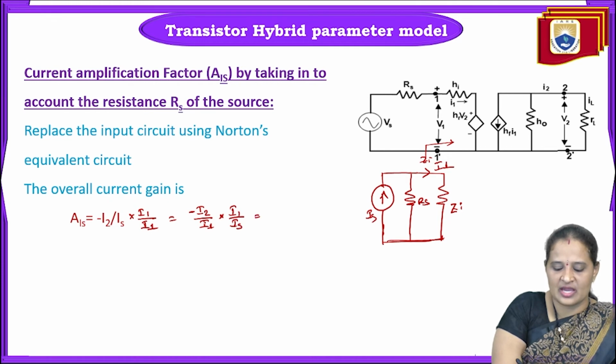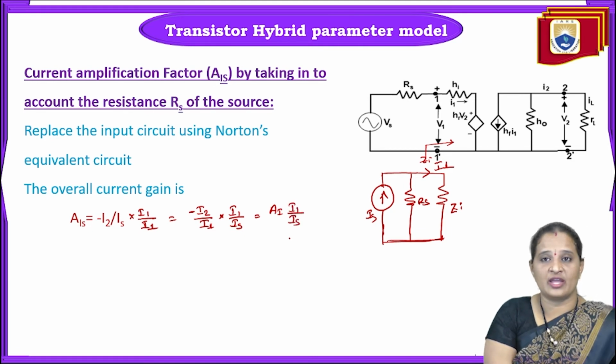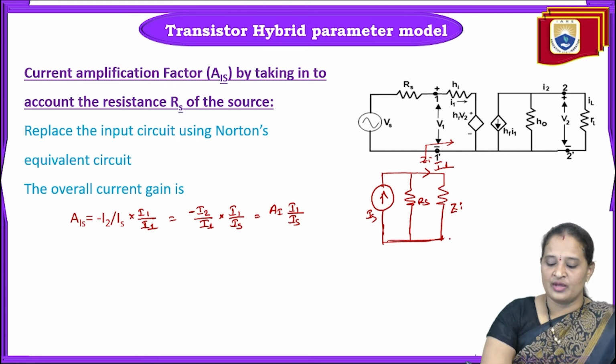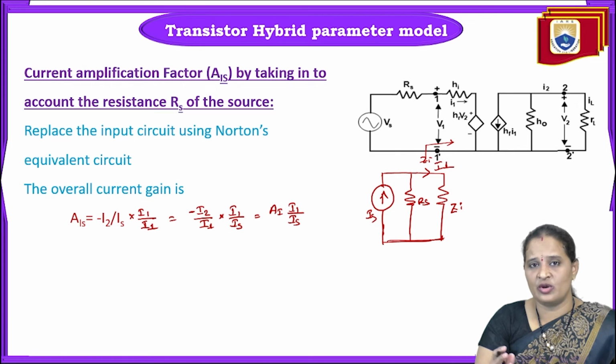So what is minus I2 by I1? Minus I2 by I1 is always AI, and then we have I1 by Is. That means in order to find out AIS, I have to find I1 by Is. Now this is nothing but a current divider circuit. Why? Because all the resistors are connected in parallel. In parallel the voltage is the same, only the current gets divided. So this is a current divider circuit.